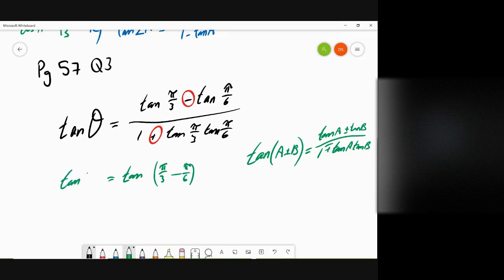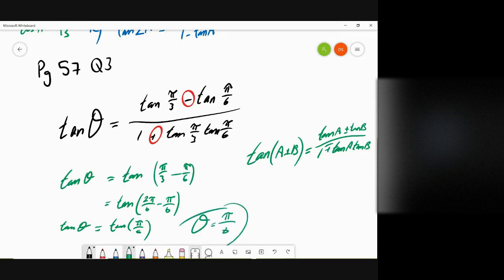So this whole thing, tan theta, is equal to tan of pi on 3 minus pi on 6. And what is pi on 3 minus pi on 6? I'll multiply them both by 2 so they both have the same denominator. 2 pi on 6, take away pi on 6, is just pi on 6. So theta is pi on 6, or 2 pi plus pi on 6, or any multiple of pi plus pi on 6, but that doesn't matter so much. Does that make sense?